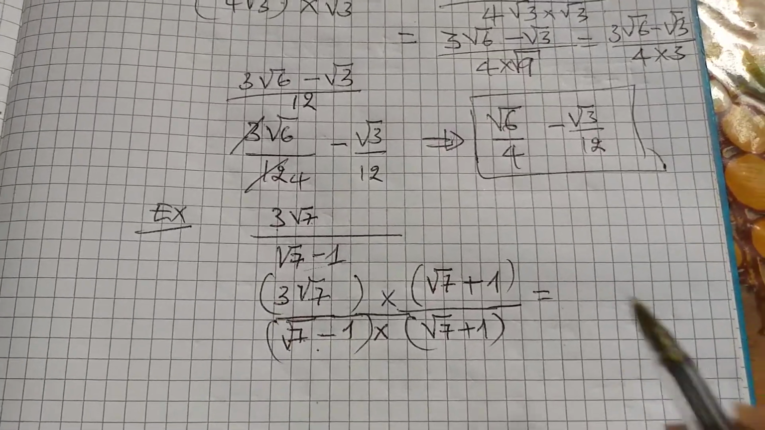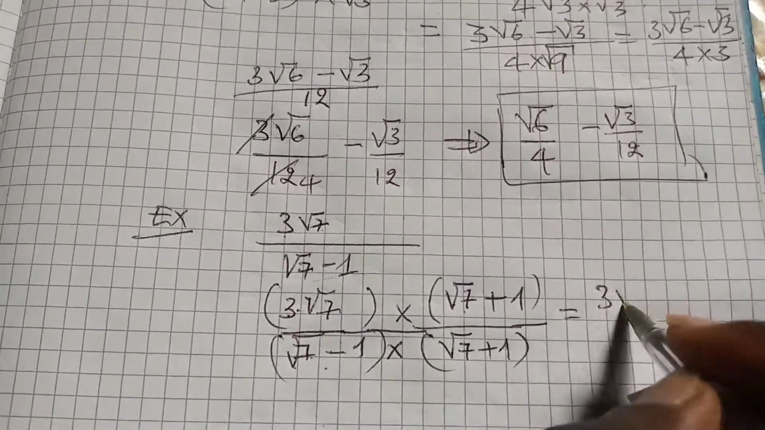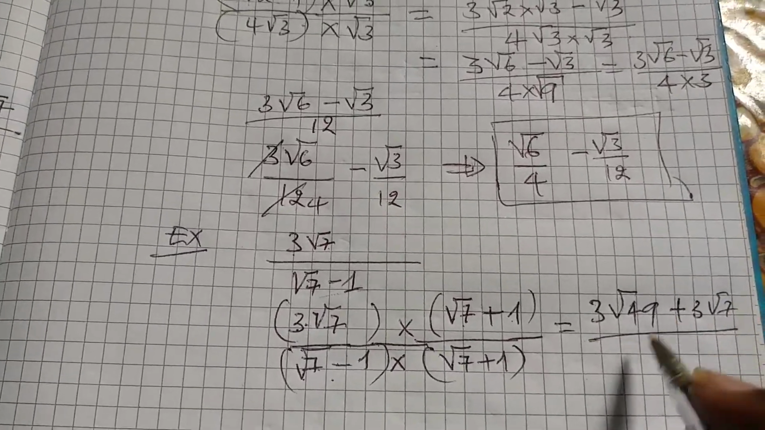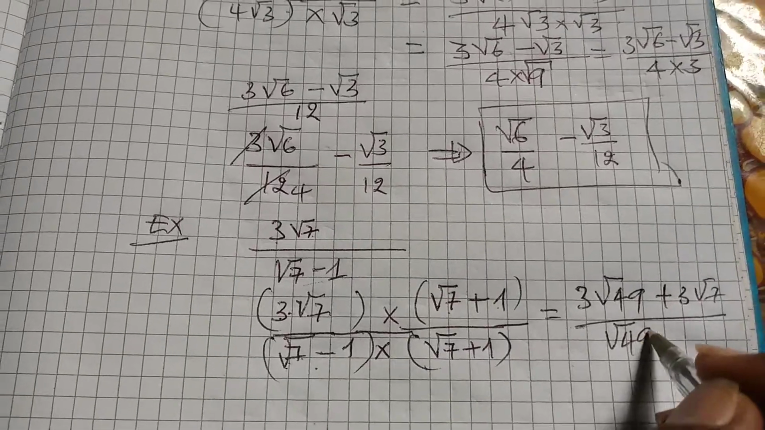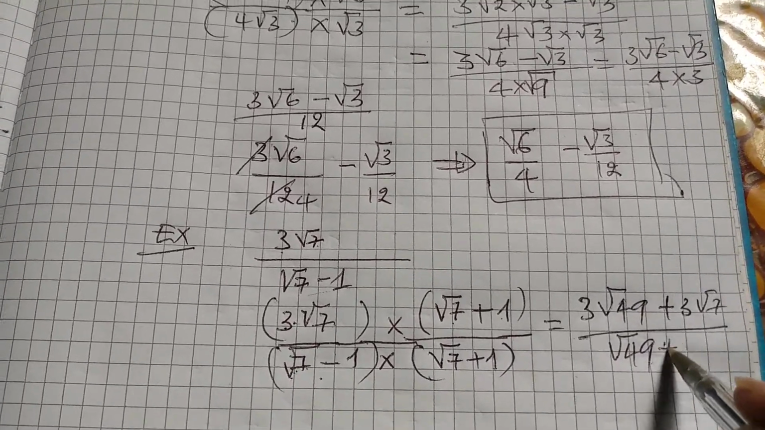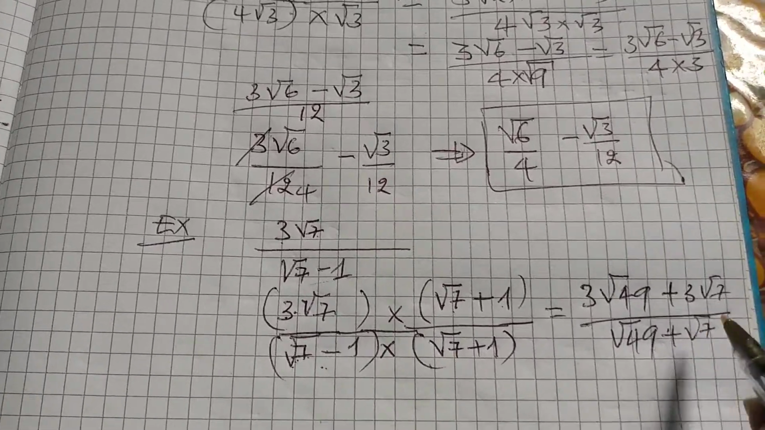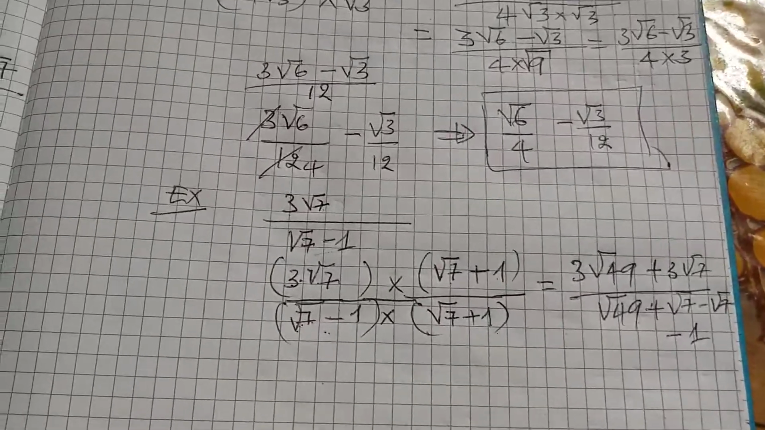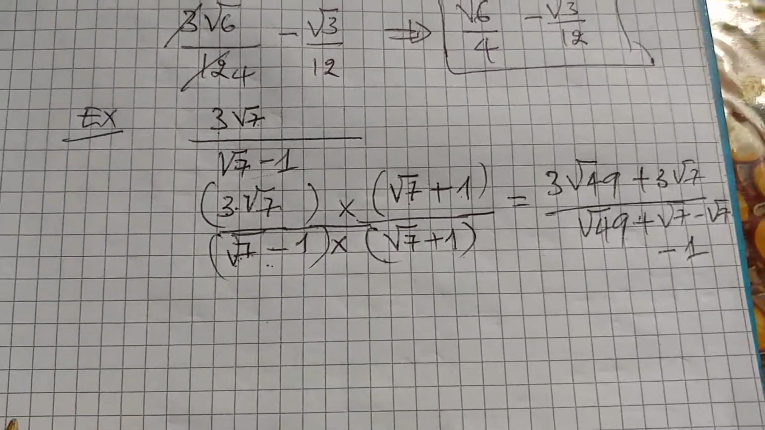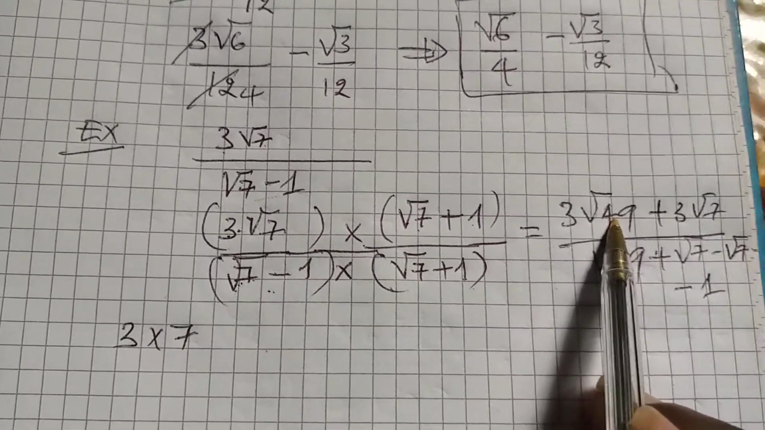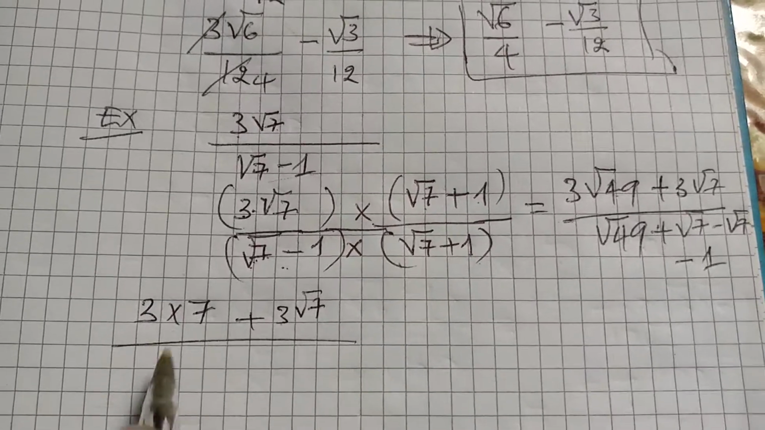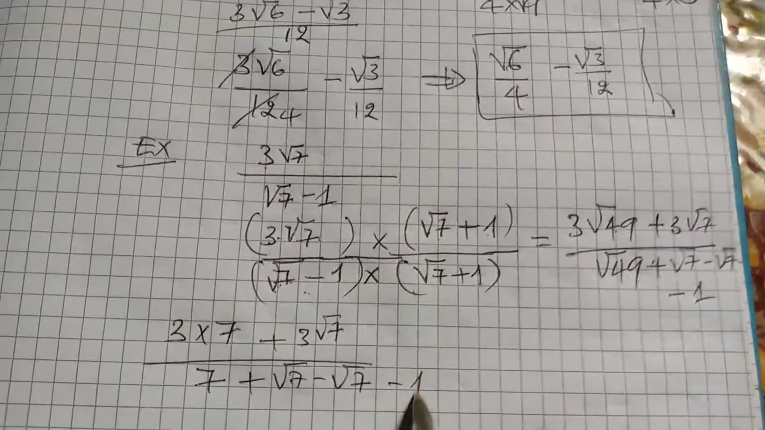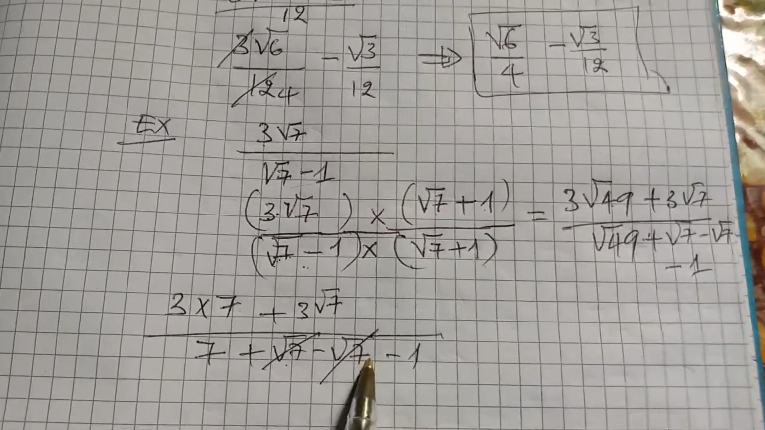Then this will become 3 times root 7 times root 7, which is equal to 3 square root of 49, and then 3 root 7 times 1 equal to plus 3 root 7, divided by root 7 times root 7 equal to root 49, and then root 7 times 1 equal to plus root 7, then minus 1 times root 7 equal to minus root 7, and then minus 1 times 1 equal to minus 1. So the next will be equal to 3 times 7, since square root of 49 is 7, plus 3 root 7, divided by 49 square root, which is 7, plus square root of 7 minus square root of 7, then minus 1. The square root of 7 terms cancel.